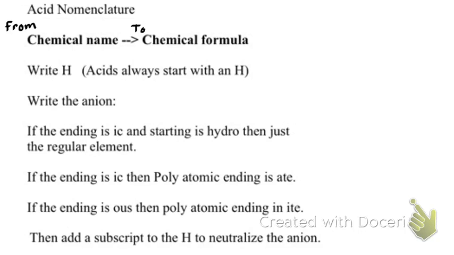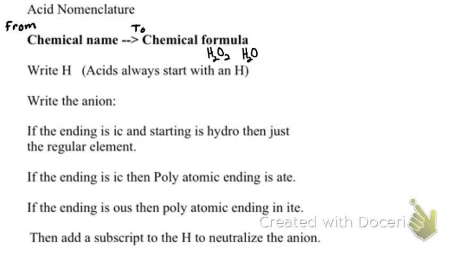Whenever you see the chemical name, it will be something, something, something, acid. The moment it says the word acid, you can write an H, because acids always start with an H. There are only two exceptions we'll talk about: H2O, which is water, and H2O2, which is hydrogen peroxide. Other than that, acids always start with H.